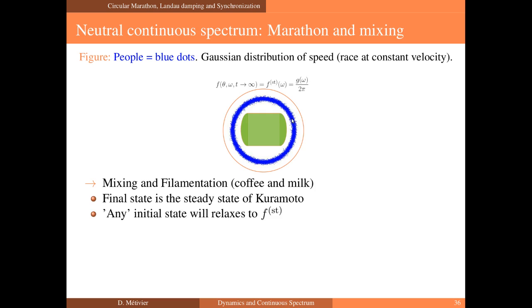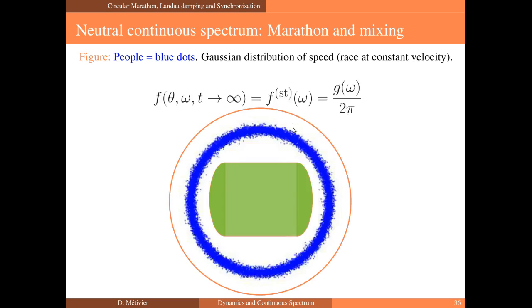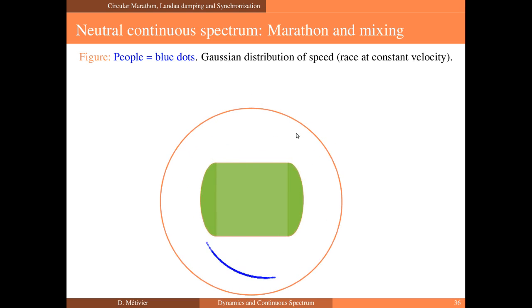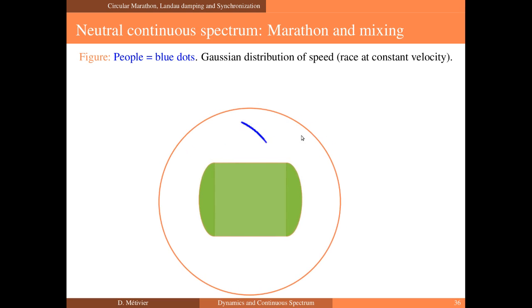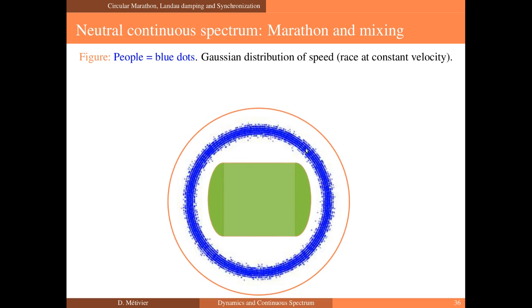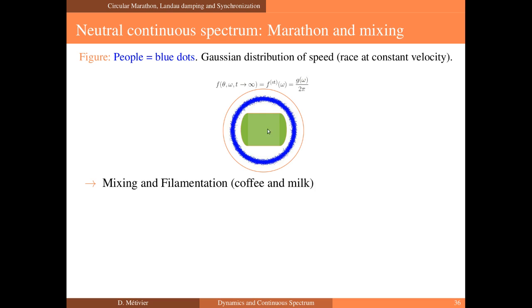Any initial state, or almost any initial state, the ones that are regular enough, let's say, will relax to this state. Relax means that they go toward this state. So it is a damping phenomenon in a sense, because I start from some state here and I always converge to this state here. Okay? So it is kind of damping.